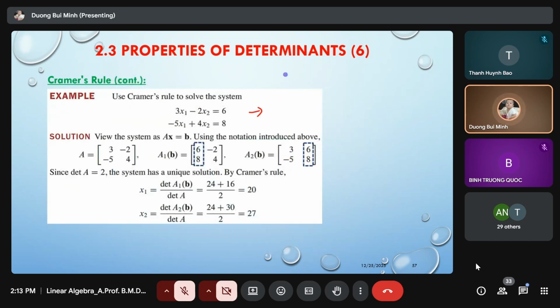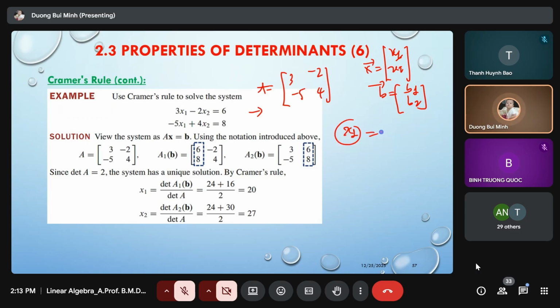Now I will modify this one, so you get A as 3, -5, -2, 4. We have two elements, x1 and x2, and for b we have b1 and b2. x1 is the determinant of A1(b) over the determinant of A. The determinant of A is 3 times 4 minus 10, which is 12 minus 10, so you get 2.